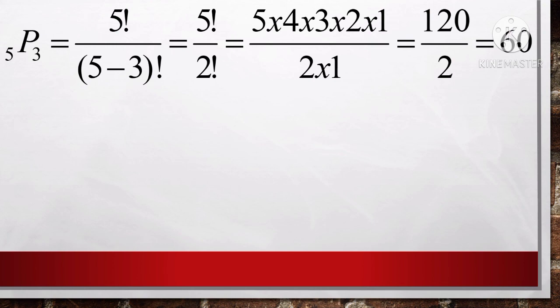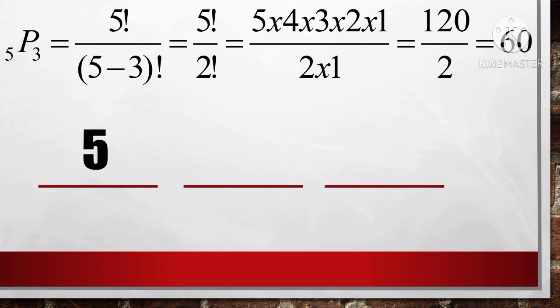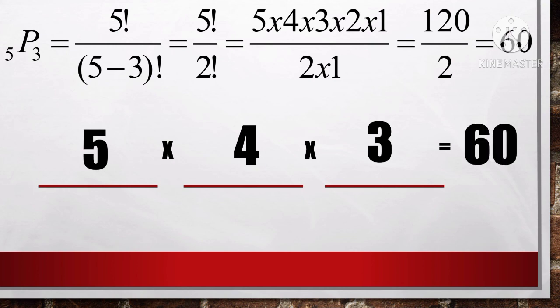Using now the technique, may 5 options tayo na pagpipilian at may 3 position na pupunuin. So, 1, 2, and 3. So, sa first position, may 5 tayong choices. So, pag may napili na tayong isa, magiging 4 na ang next. At may napili naman tayong isa, so 3 na lang ang pagpipilian natin. So, 5 times 4 times 3 is equal to 60, which is makikita natin based sa ating formula na nakuhang answer is the same pa rin sa technique.